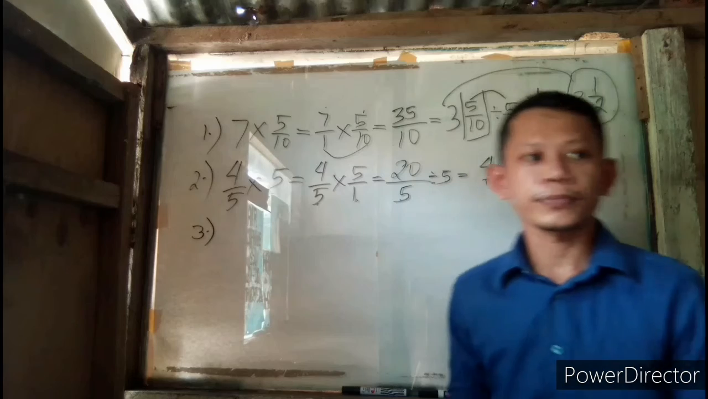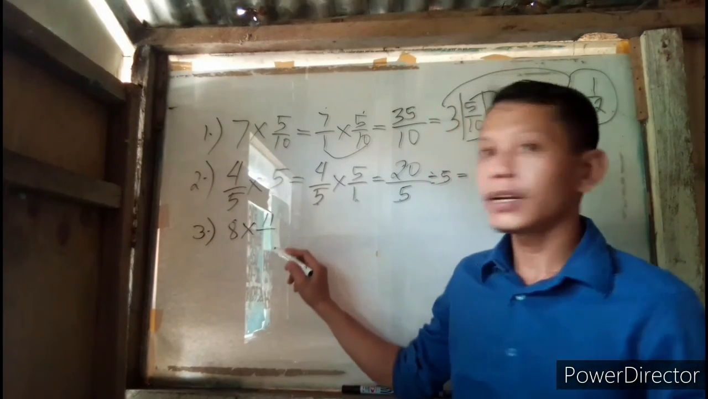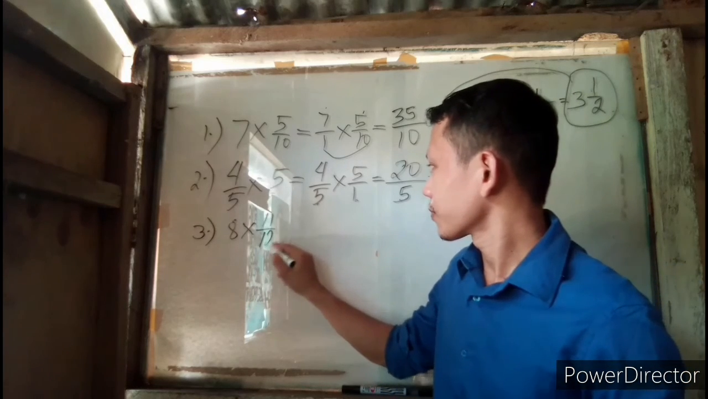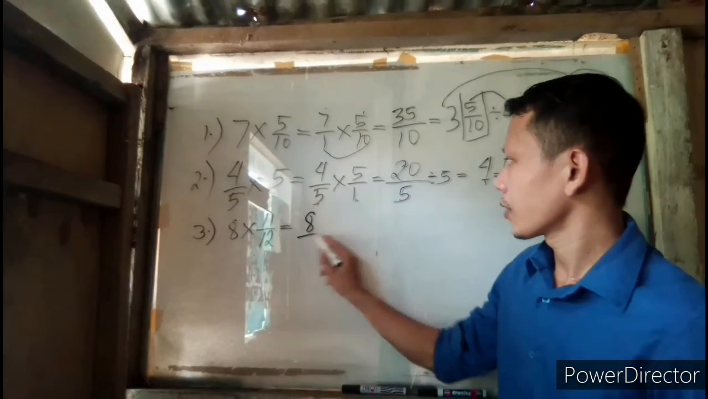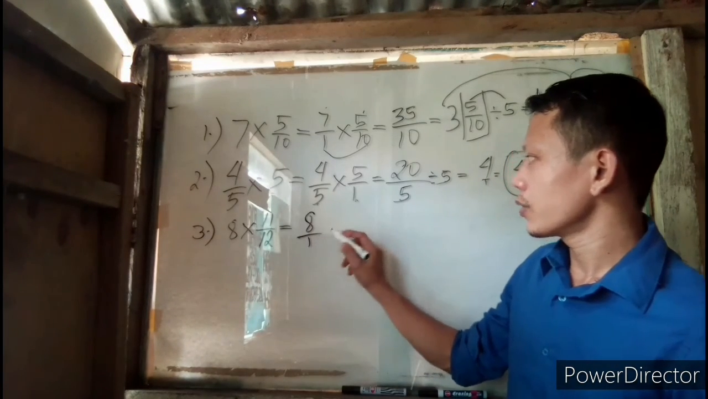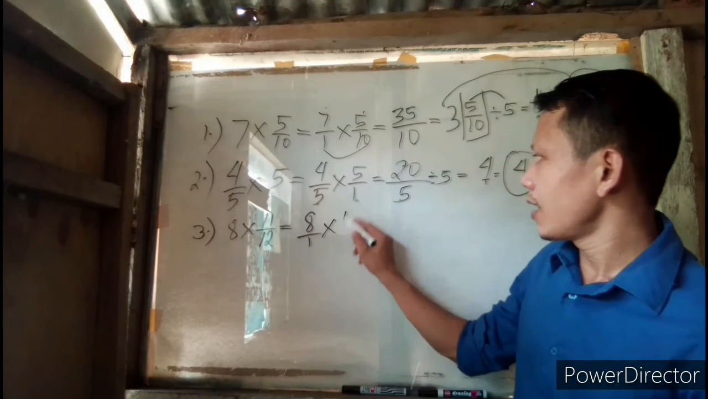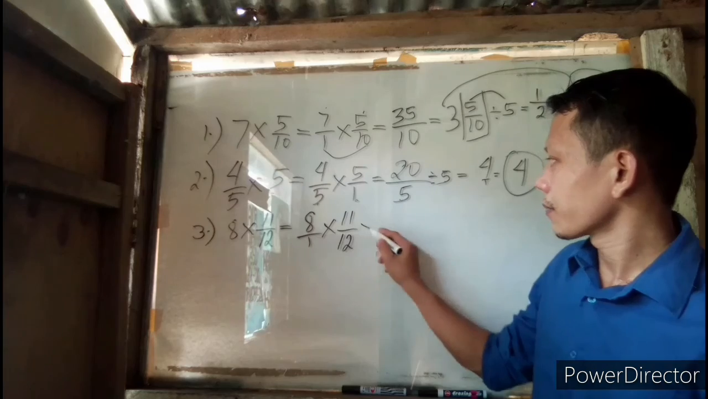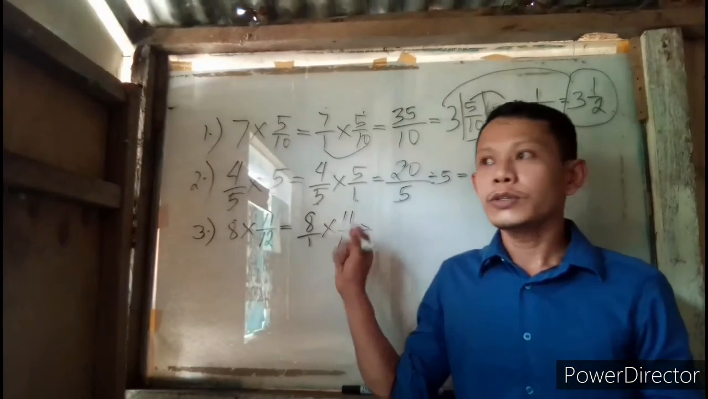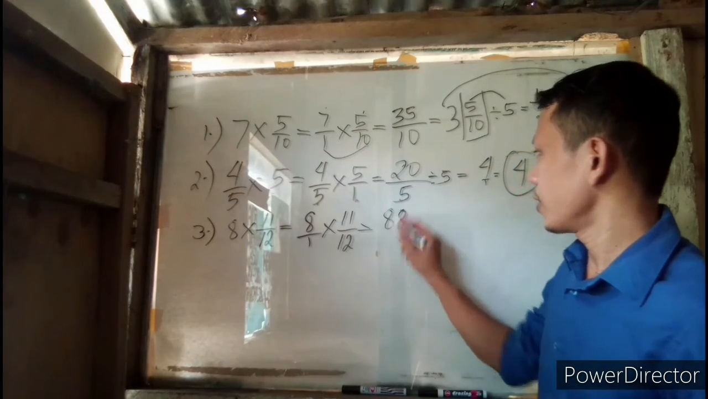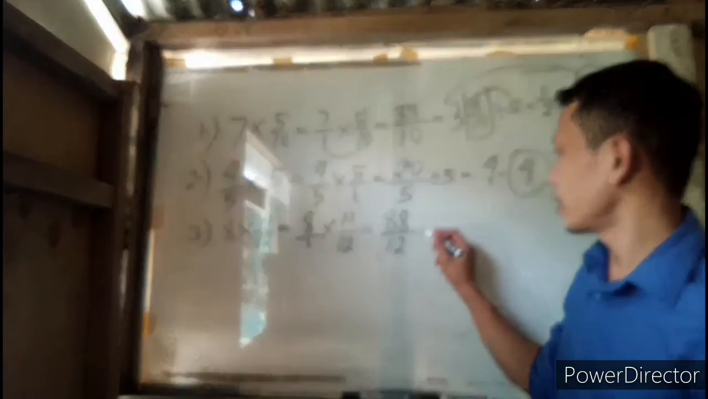Number 3. So 8 multiplied by 11 over 12 is equal to 8. Put 1 as denominator so that we can multiply it directly, times 11 over 12. 8 times 11 is equal to 88. Very good. Next, 1 times 12 is equal to 12.